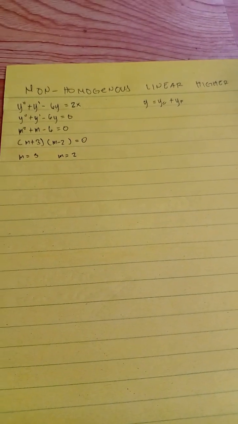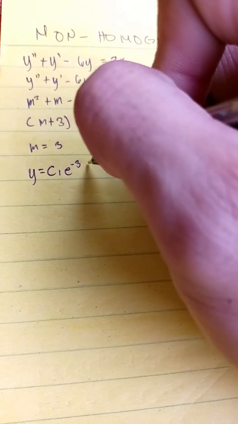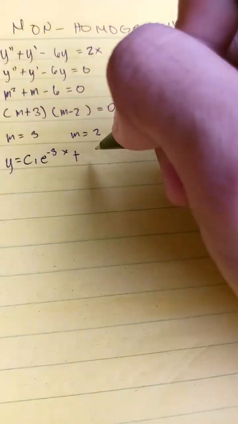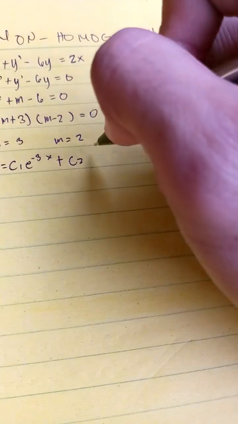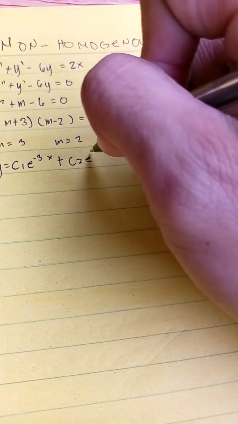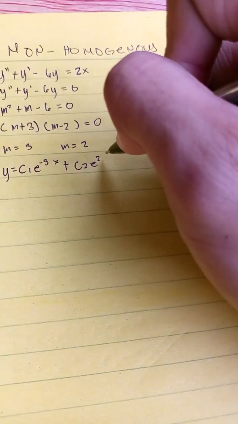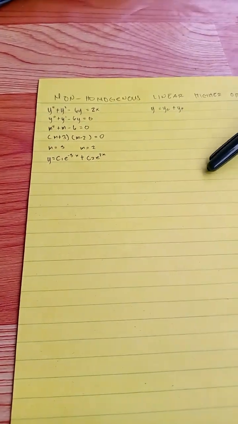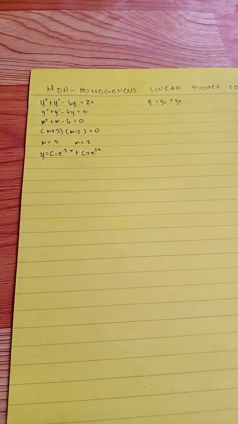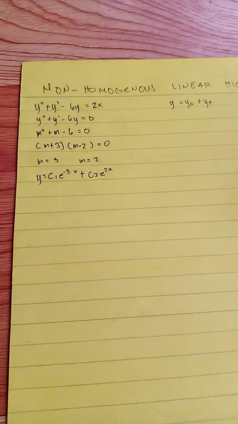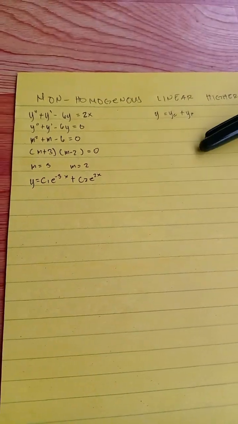That means the general solution is y equals c sub 1 e raised to negative 3x plus c sub 2 e raised to 2x, not negative, raised to 2x. Then the next step is to find the yp.